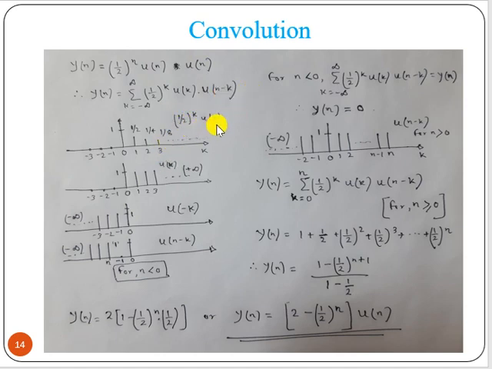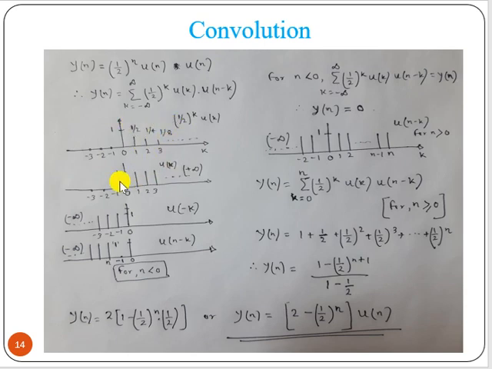Now if you plot (1/2)^k u[k], you can see that when k equals 0 it will be 1, then k equals 1 gives 1/2, k equals 2 gives 1/4, k equals 3 gives 1/8, and it goes on up to infinity. As it is multiplied by u[k], where u[k] equals 1 for n greater than or equal to 0 and 0 for n less than 0, whatever the value for less than 0 will be 0 only. The other values are multiplied by 1, so they remain the same.